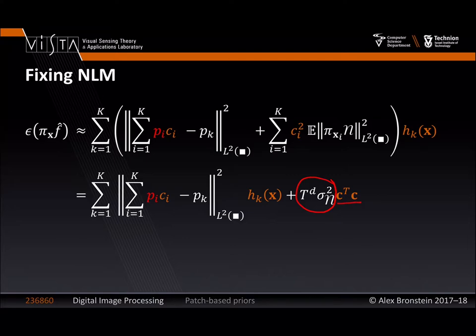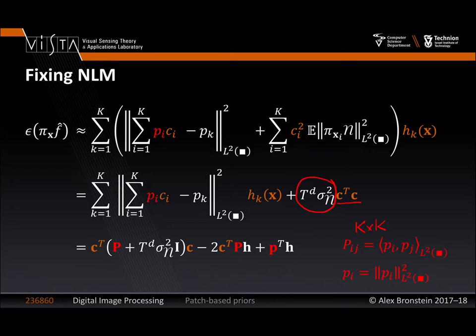Now, for the first term, let me define a K by K matrix that I call P, whose elements are the inner products of the patches p_i and p_j. This is called the Gram matrix, typically in algebra. The diagonal of this matrix are the squared norms of the p_i's. I will call it a vector p, the diagonal of the Gram matrix.